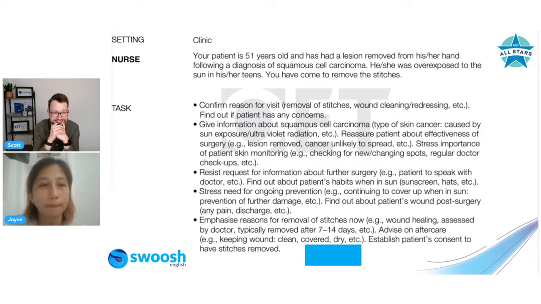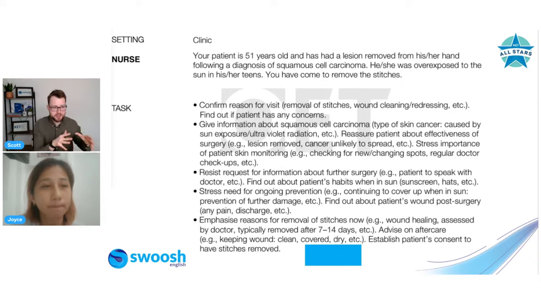Please, thank you. Okay, so first, squamous cell carcinoma is a type of skin cancer. You're right. It is most commonly caused by overexposure to sunlight. But I would like to reassure you that your surgery went well. Your lesion has been removed. Is that clear? Okay, that's good to know.